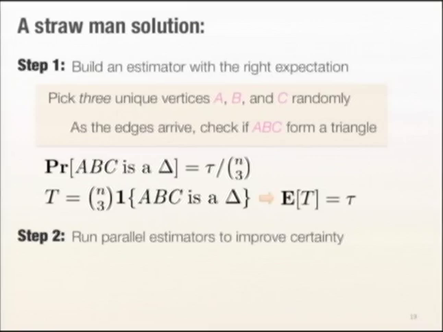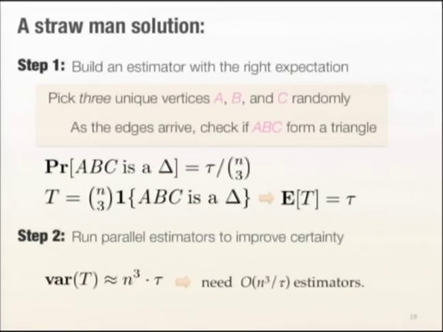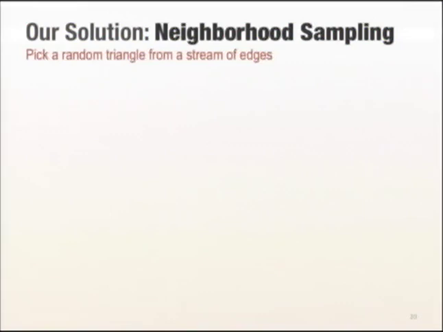If you work out how many copies you need to do this, the variance turns out to be roughly something like n cubed times the number of triangles. So according to bounds we have seen before, we need roughly n cubed over tau estimators. This is a lot of estimators, so you want something better, and that comes into reducing the variance. We have a pretty natural way of doing the sampling, and here it goes. The first step, you pick a random edge, and we're going to call that R1. So let's say this is my random edge. It goes between A and B.